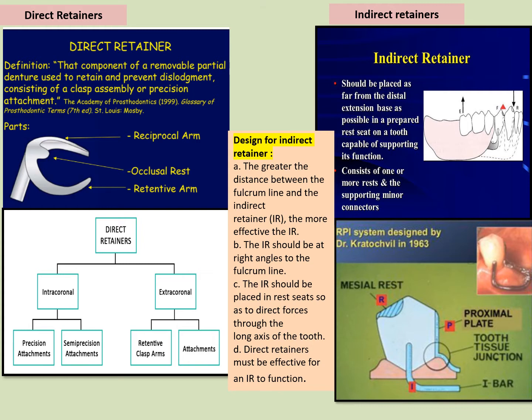So you can see this I-bar is the infrabulge design. That's approaching the undercut from below the height of contour. This is a gingivally approaching clasp we have. Proximal plate is your guide plate. It's approaching the undercut from the distal lingual embrasure. And this is your mesial rest.